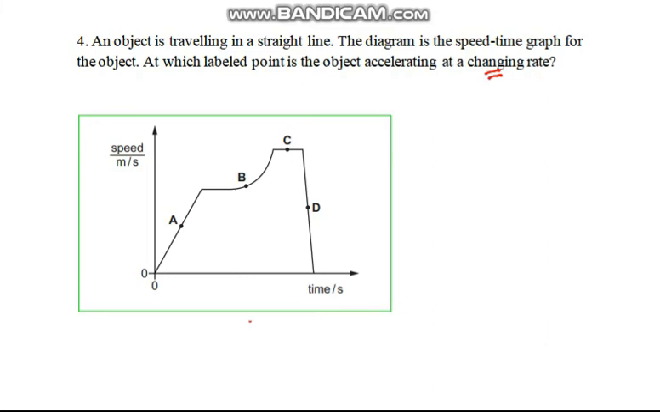At C, there is no acceleration. At D, it is decelerating. So it is point B at which there is acceleration, but at a changing rate. So this is how we solve the questions based on graphs. Keep practicing. We'll come up with more.